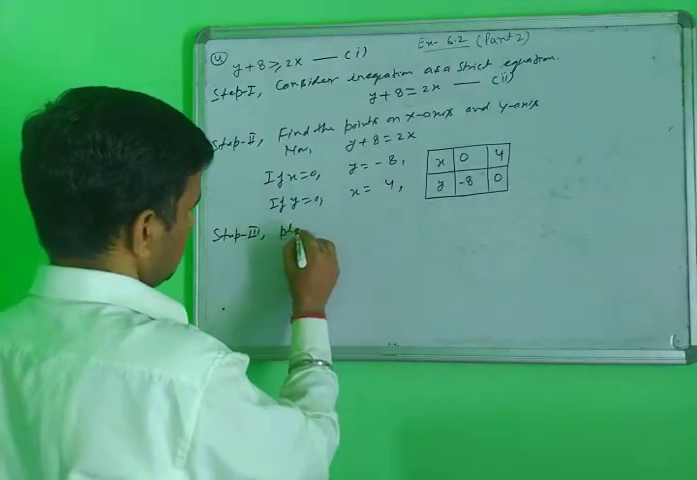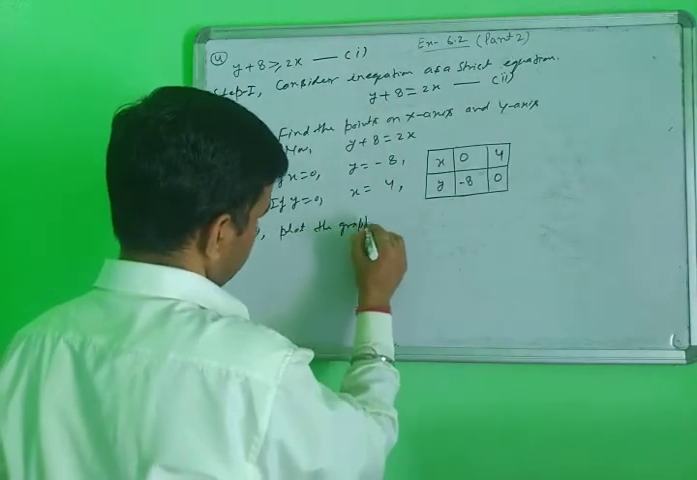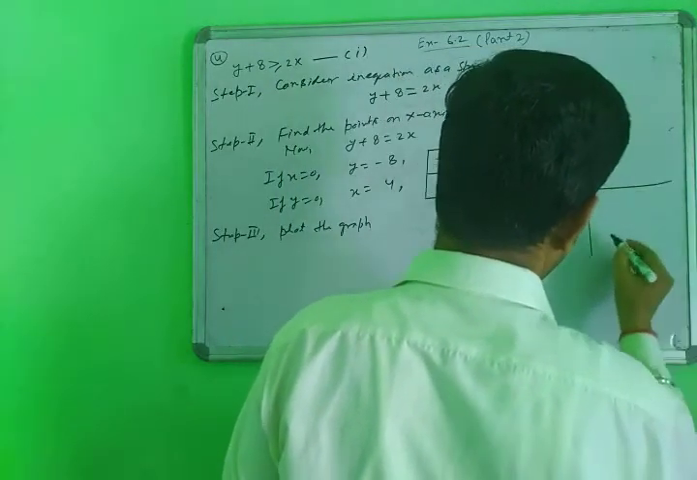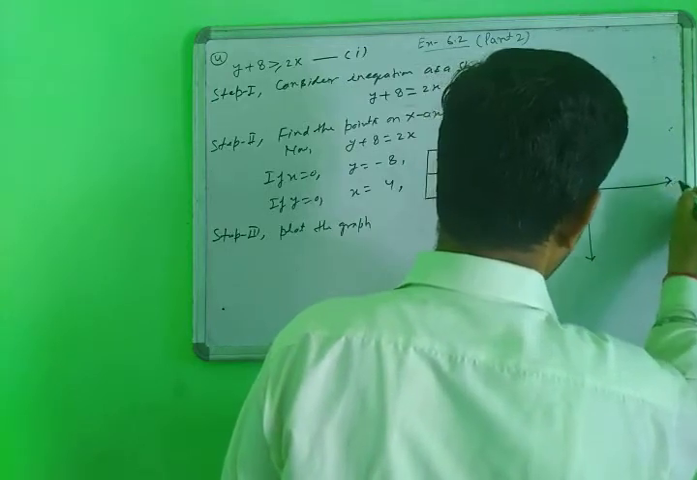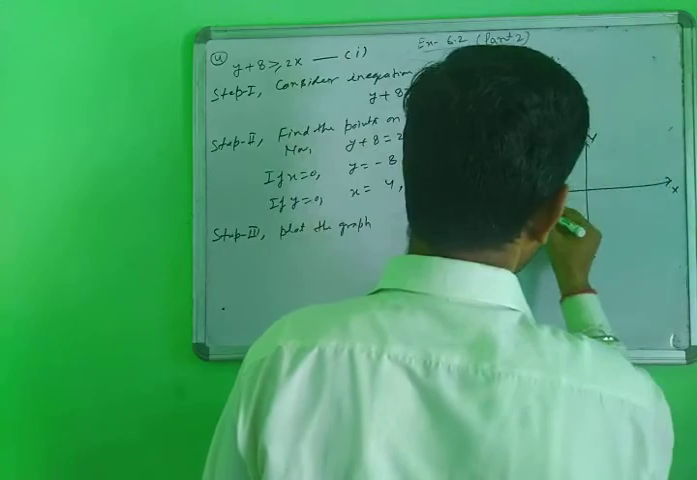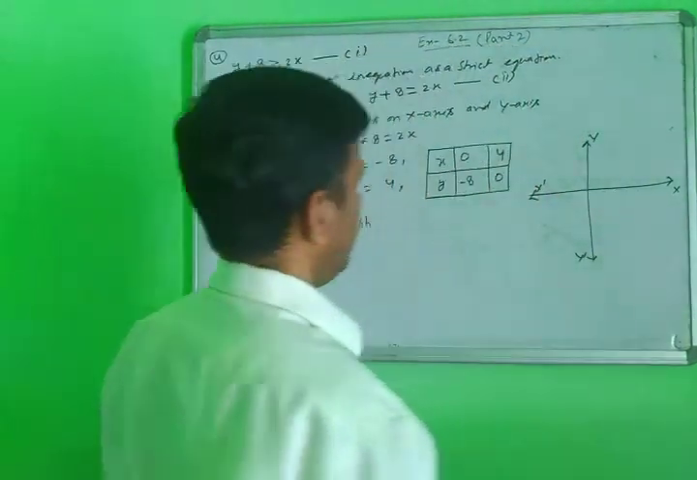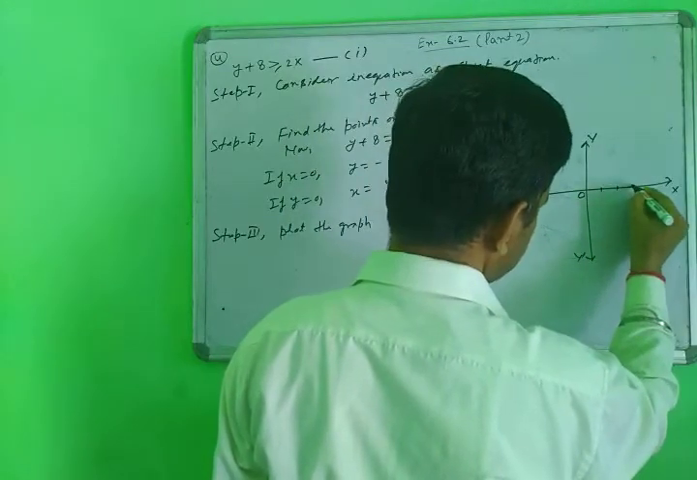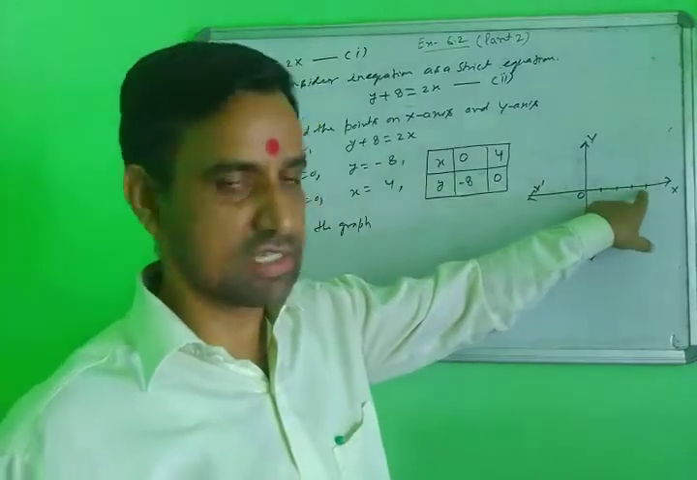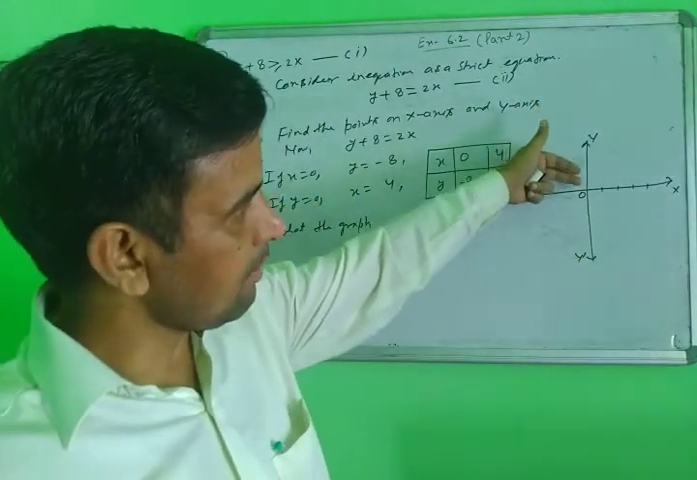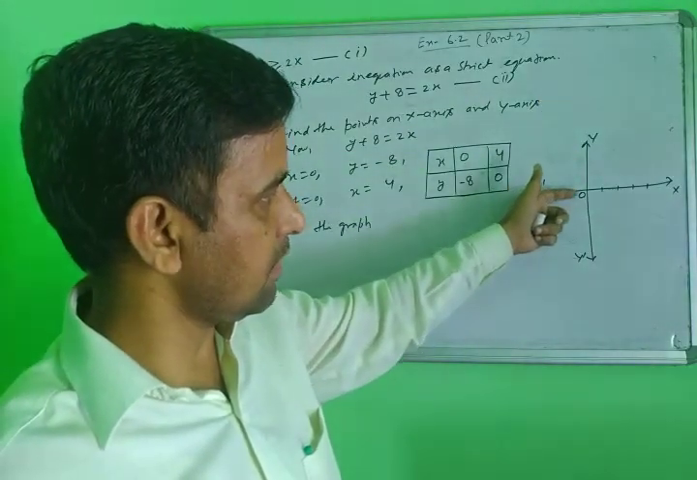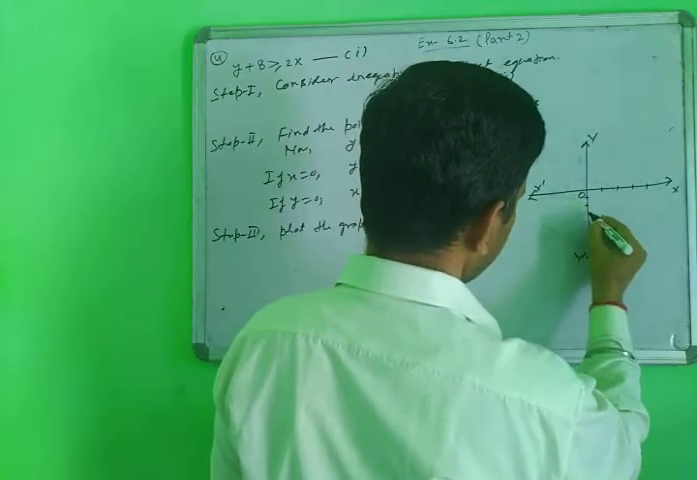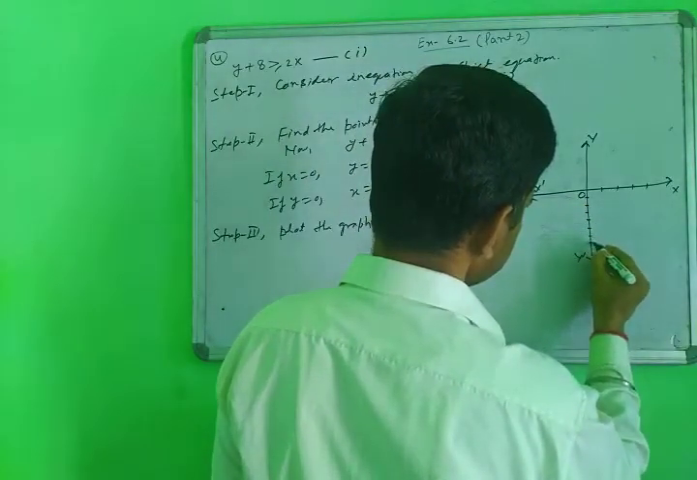Step third: plot the graph. This is the x axis, this is the y, this is the x dash, and this is the y dash. After this, mark 4 on the x axis: 0, 1, 2, 3 and 4, at equal distances. Above the x axis is the positive y, and below the x axis is the negative y. And this is negative 8: we have 1, 2, 3, 4, 5, 6, 7, and 8.